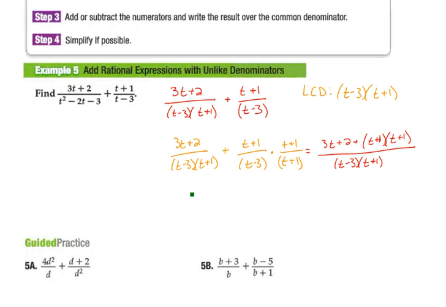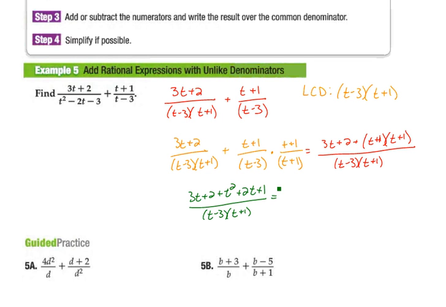So I still have my 3t plus 2. He's not causing me any problems. But it looks like I have to FOIL this out. T times t is t squared. Outsides, insides, I have 1t plus 1t is 2t's. I have a 1 times a 1, which is a positive 1, all over my common denominator.